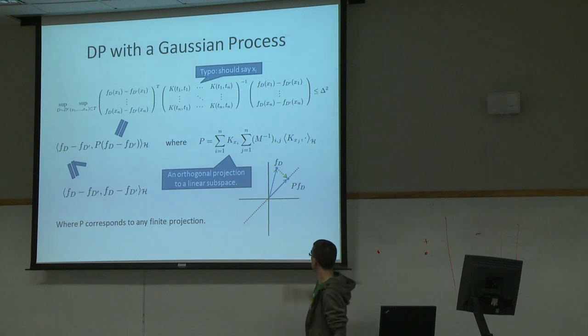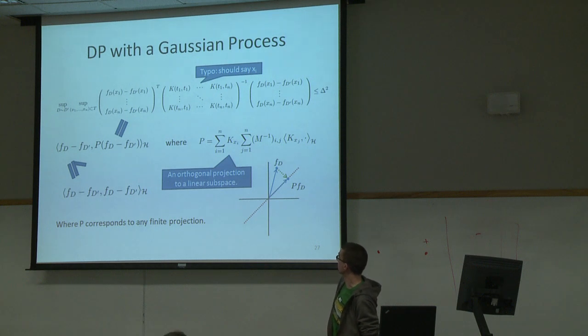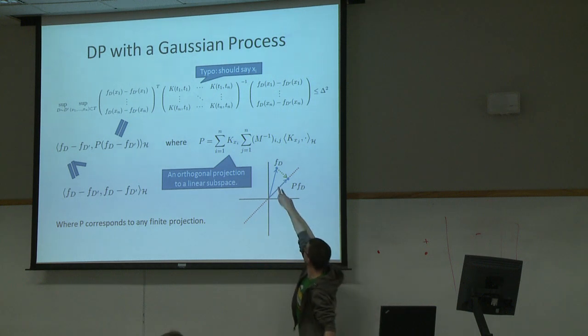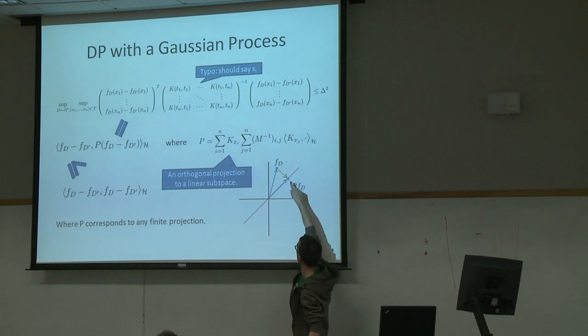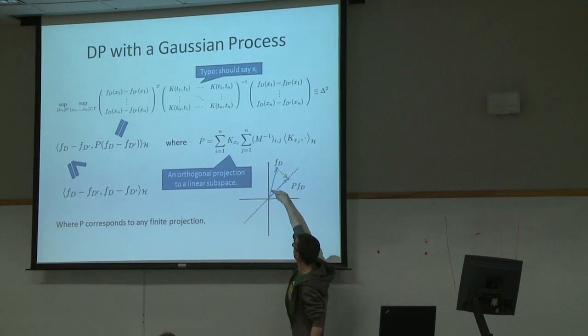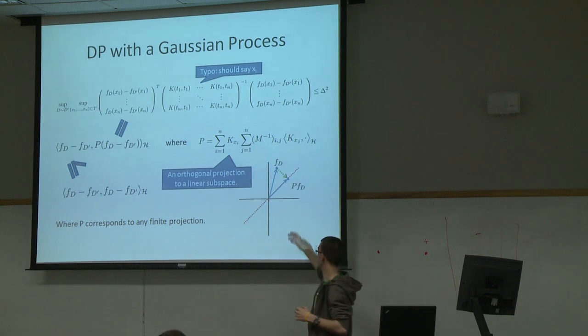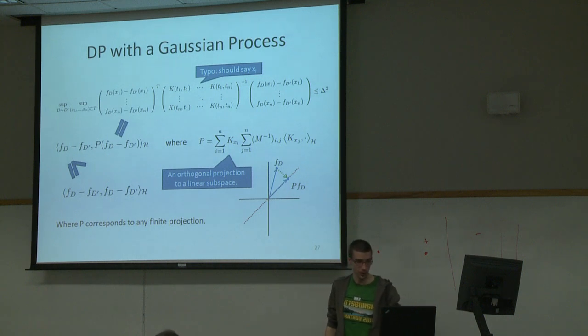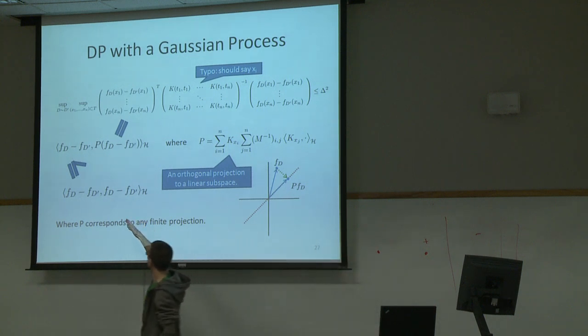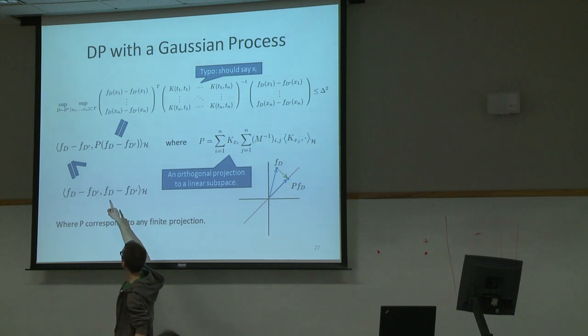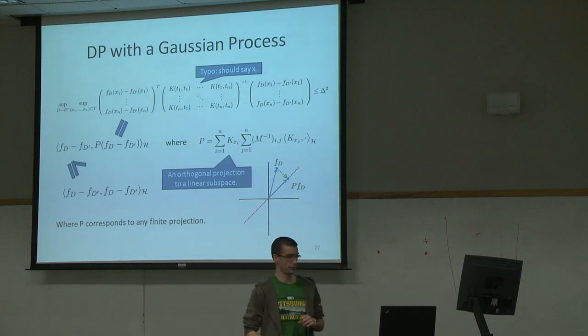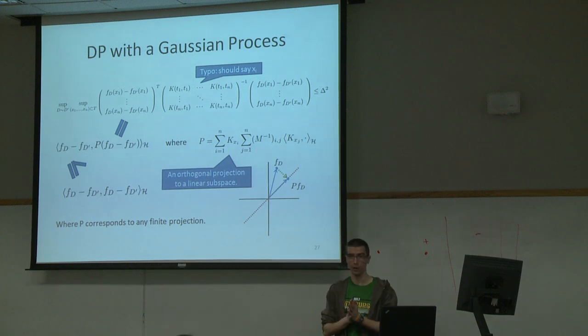But anyway, I've just drawn a little picture down here to remind you what an orthogonal projection onto a linear subspace looks like. I have some FD, apply the projection, and this dashed line is a linear subspace. Evidently, the inner product between these two vectors will be less than the inner product of FD with itself, because we've removed some elements from it. So that gives this inequality: the inner product between the difference and its projection is less than the inner product of the difference with itself, which just gives the upper bound that was required.